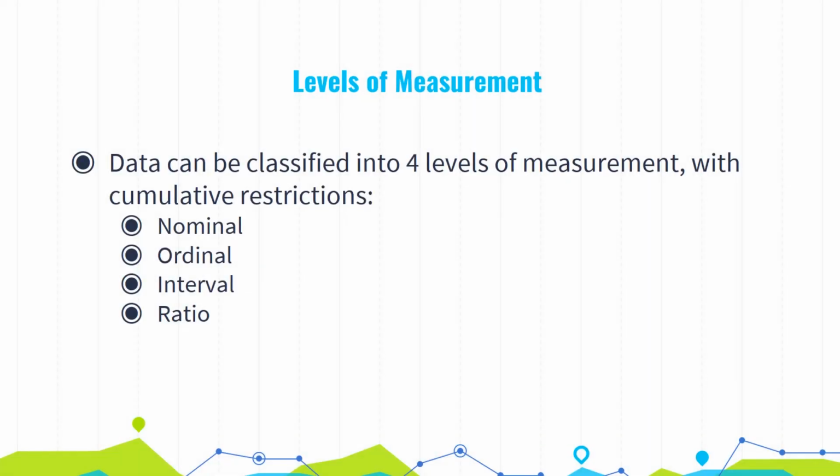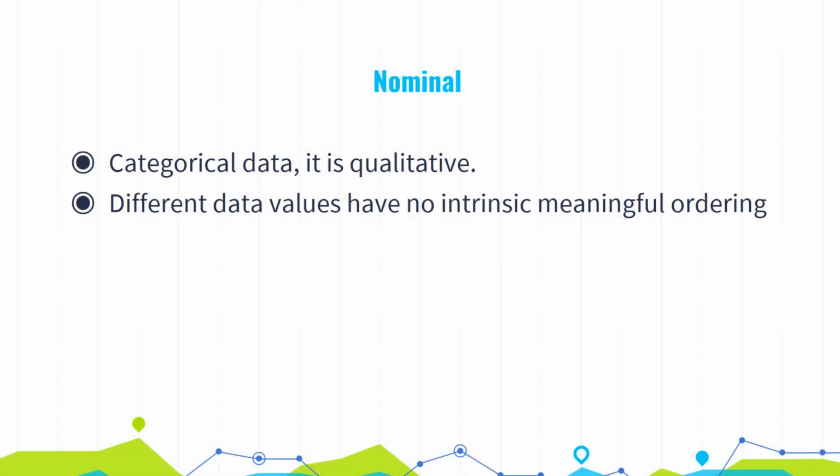With data, we're going to look at these 4 levels of measurement. If we ever talk about the level of measurement of these variables or of this data, this is what we're talking about. Each level adds one more restriction to what you have in the previous level. So we have nominal, ordinal, interval, and ratio.